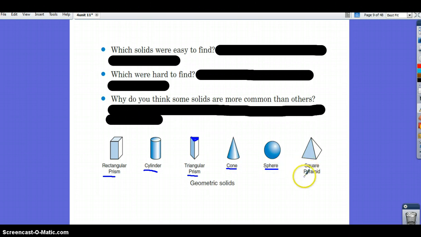And a square pyramid. It looks like a pyramid on top because of this shape, and sorry my lines aren't perfect, but the reason it's called a square pyramid is because if you could see the entire part of this pyramid, you would realize that the bottom is a square.